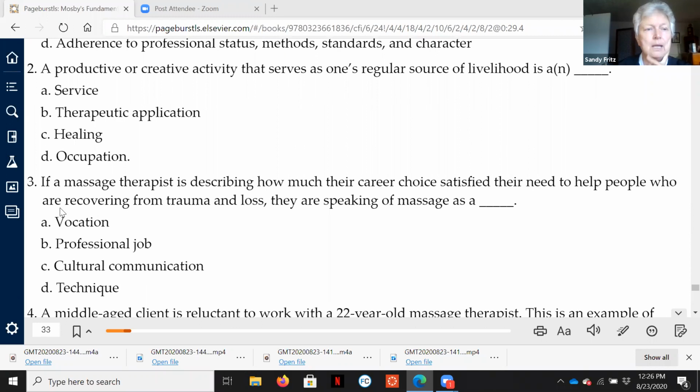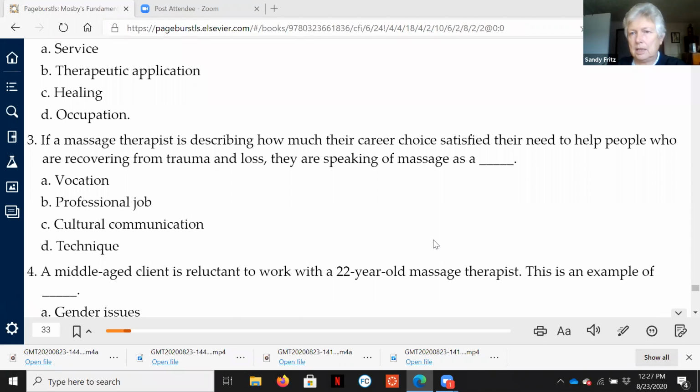One more is a little bit more complex. If a massage therapist is describing how much their career choice satisfied their need to help people who are recovering from trauma and loss, they are speaking of massage as... So this is describing an experience. And then here are the words we would have to know the definition of: vocation, professional job, cultural communication, and technique. So this is the definition of a vocation.